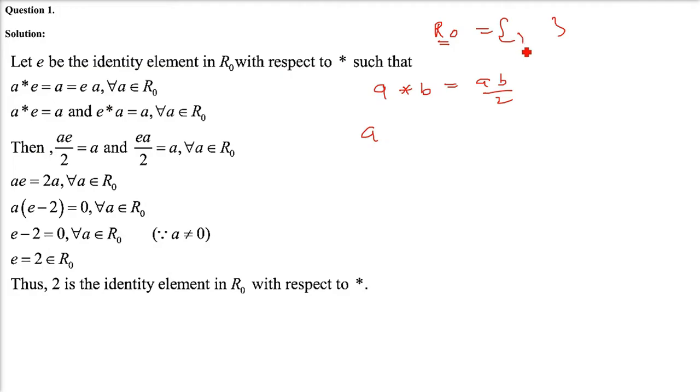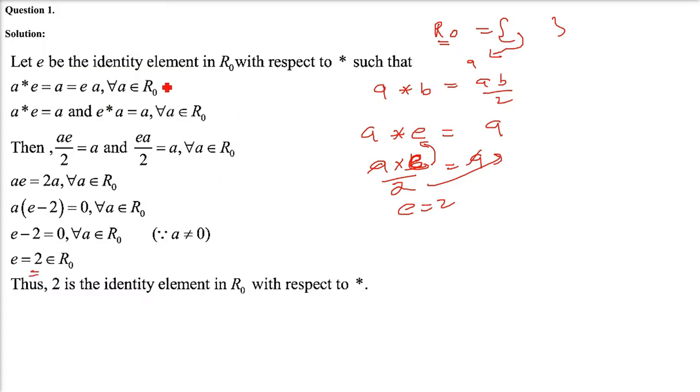Whenever we take any element from this set and operate it with the identity element, that same element should come back. So if you take reference of A B by 2, A star E will be equal to A into E by 2. So A into E by 2 will be equal to A. So what do we get? A equals 2A. So you get E equals 2. So 2 is the identity element.